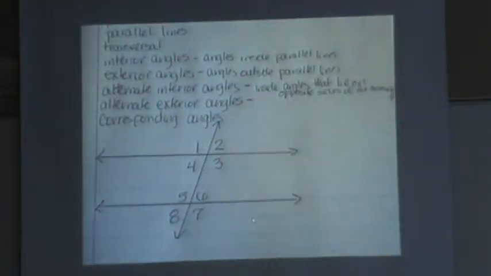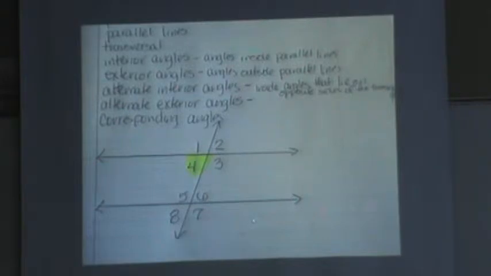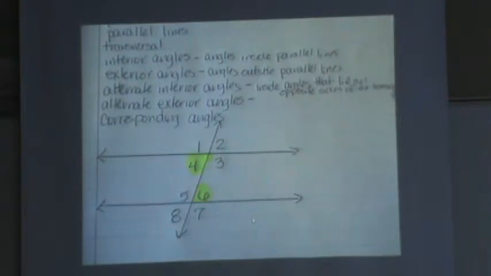So let's talk about which of these angles are alternate interior angles. Interior angles that lie on opposite sides of the transversal. If I'm looking for the alternate interior angle for angle 4, which angle will I be talking about? Opposite sides. 6. 6 is correct. The alternate interior angle for angle 4 would be angle 6.